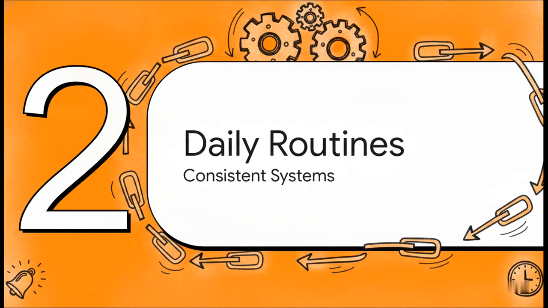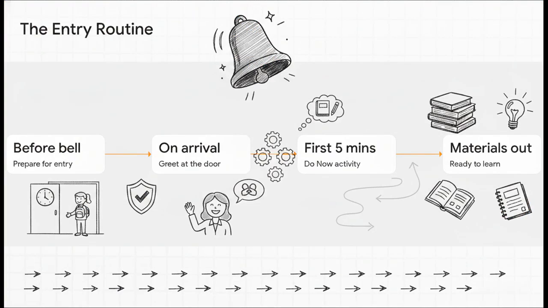Section 2, Building Daily Classroom Routines. Consistent systems reduce disruptions. Now that our foundation is set, let's look at how consistent systems keep the whole ecosystem flowing. Consistent daily operations help learners feel safe, and honestly, they prevent chaos before it even has a chance to start.